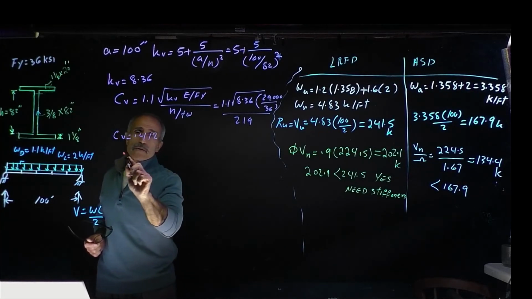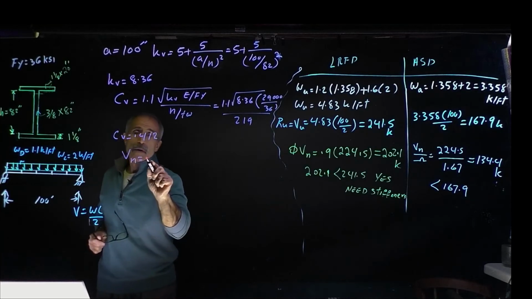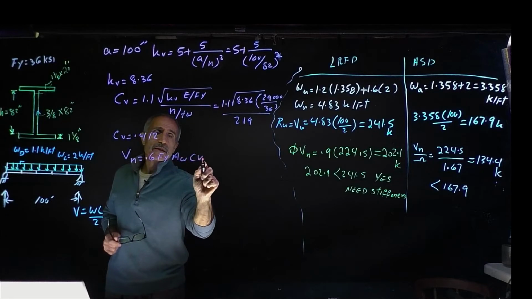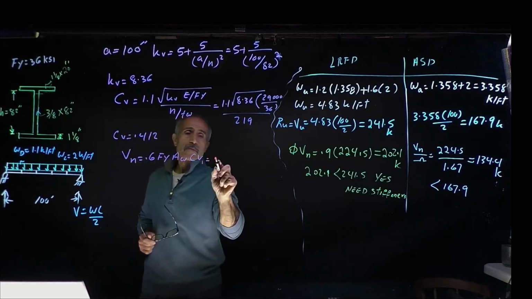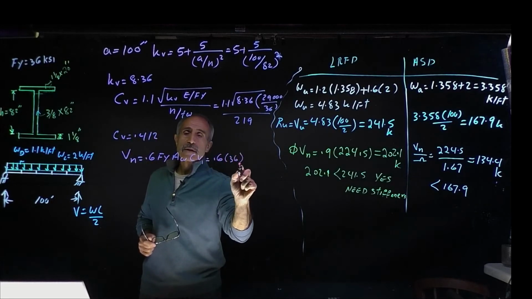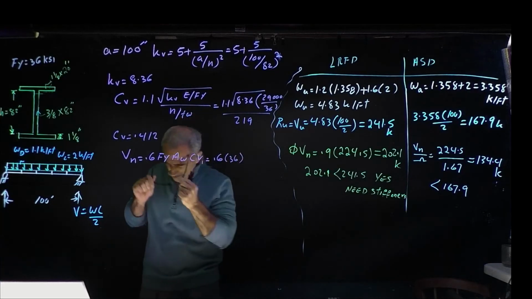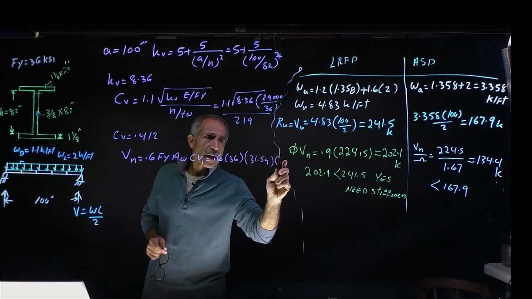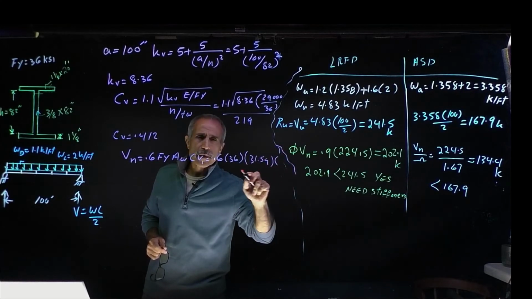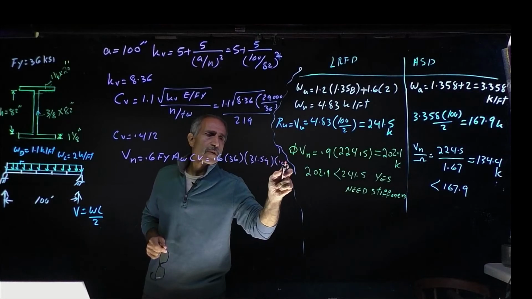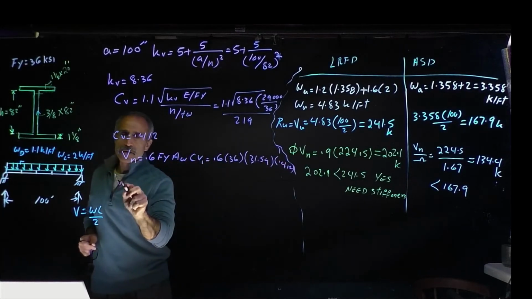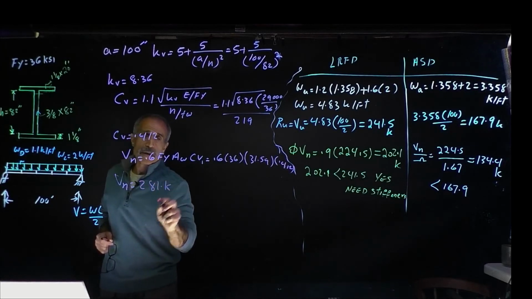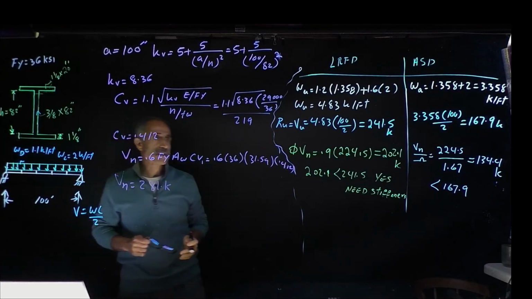And VN comes out to 0.6 FY AW CV1. We have all these numbers. 0.636. AW came out to 31.59 times 0.412, and VN comes out to 281 kip. That's why we guessed at this first to say, okay, this is a good number.